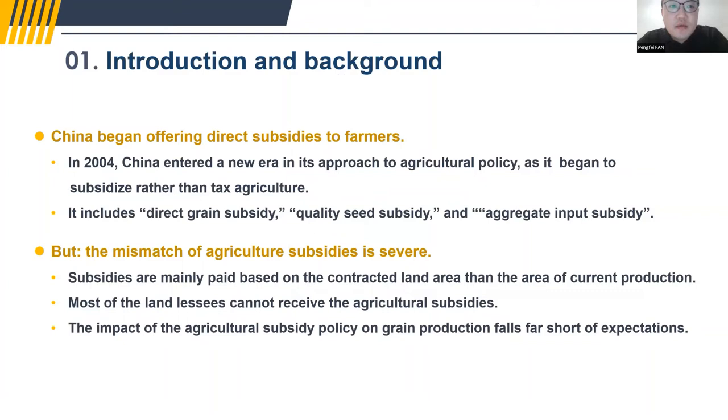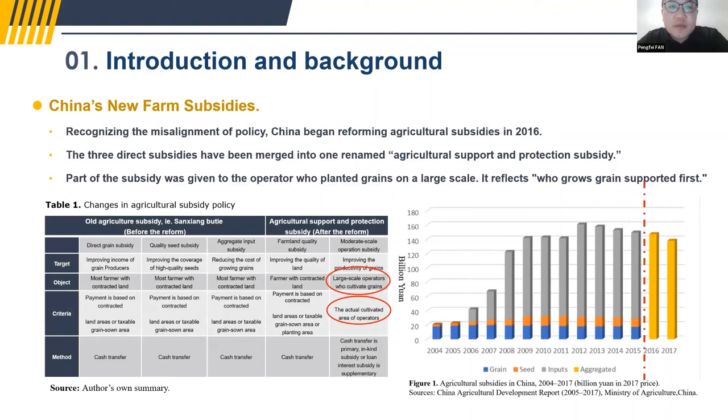In 2004, China began offering direct subsidy to farmers. However, the subsidy was mainly based on the contracted land areas and the area of current production. The mismatch of the agricultural subsidy became more and more severe. As a result, the effect of agricultural subsidy policy on production is much lower than expected. Recognizing the mismatch of the policy and to ensure self-sufficiency, China began reforming agriculture subsidy in 2013.